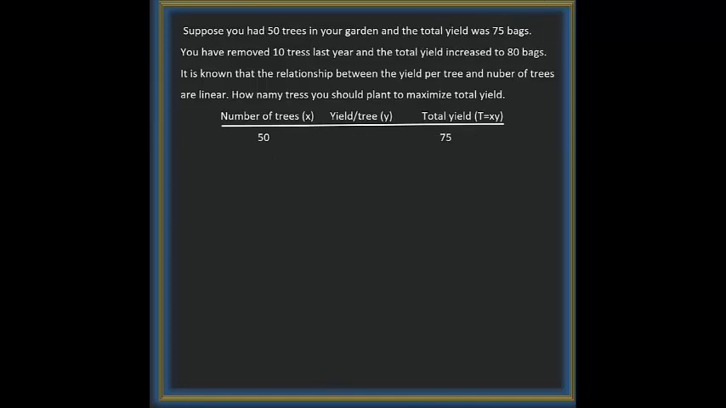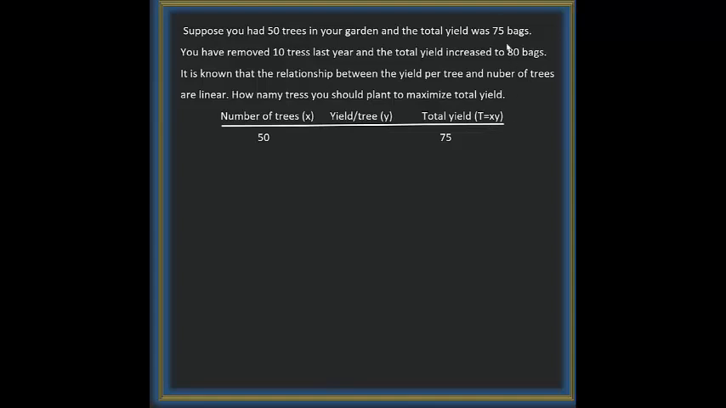Now we are taking this question again but written in a different way. So information is a little different. Now you have 50 trees in the garden and the total yield you had 75 bags. When you remove 10 trees, then the total yield increased to 80 bags. Now the relationship between yield per tree and number of trees are linear. So we need to find how many trees to plant so that the total yield will be maximum. In the table, if you just label like this, number of trees we call X, yield per tree is Y, then total yield will be T equals XY.